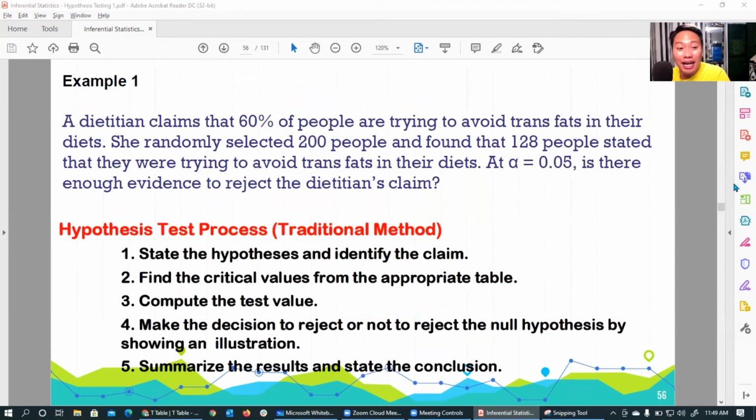A dietitian claims that 60% of people are trying to avoid trans fats in their diets. She randomly selected 200 people and found that 128 people stated that they were trying to avoid trans fats in their diets. At alpha 0.05, is there enough evidence to reject the dietitian's claims? So if we're going to compare this example to our previous examples, guys, this example doesn't talk about mean anymore. Agree? Do you agree? This example doesn't talk about mean anymore, but instead, it talks about proportion, percentage na. Very good. So you would have a clue na kung sa gamiton.